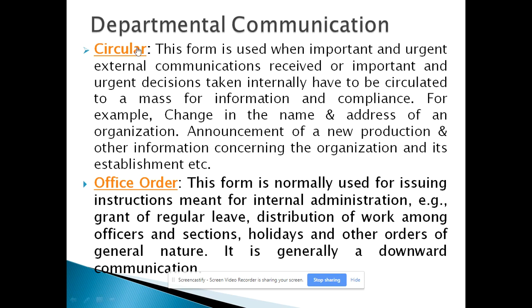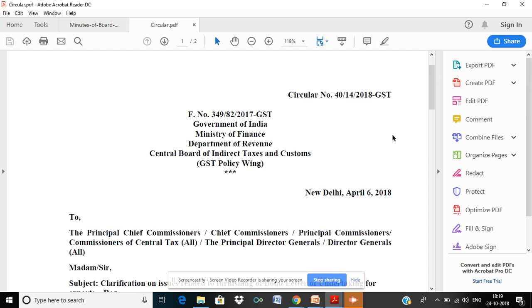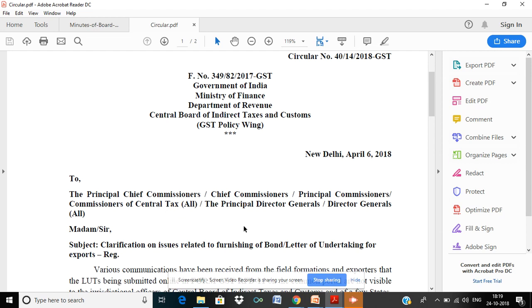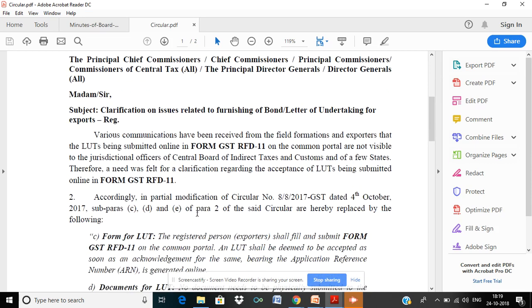So we can see the format of that particular circular. Here this circular is related to some GST. Government of India, Minister of Finance, Department of Revenue, they have given the circular. It was written to the Principal Chief Commissioner, Chief Commissioner, Principal Commissioners, Commissioners of Central Tax, the Principal Director Generals, Director Generals all. So they have written about the GST.